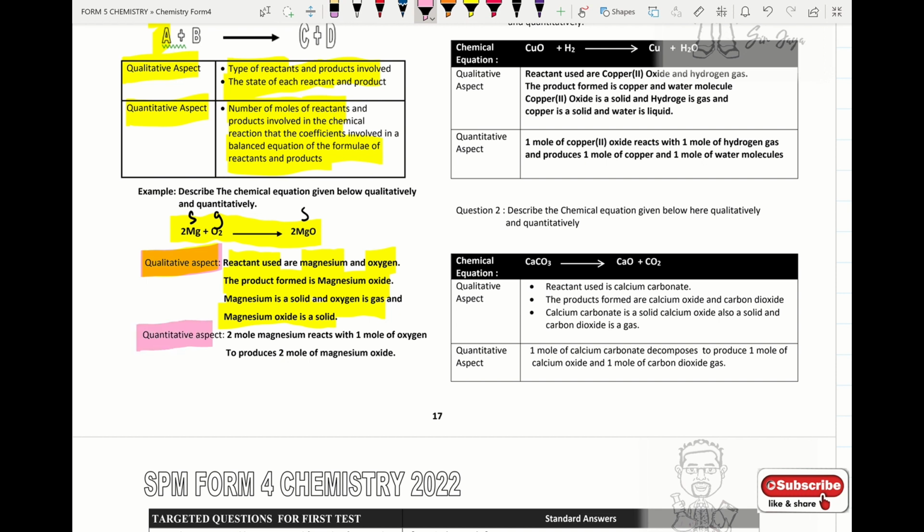So we go for the quantitative aspect. We check the equation. We have to balance the equation. Here 2 moles of magnesium, the plus stands for react with 1 mole of oxygen. Then this produces 2 moles of magnesium oxide.